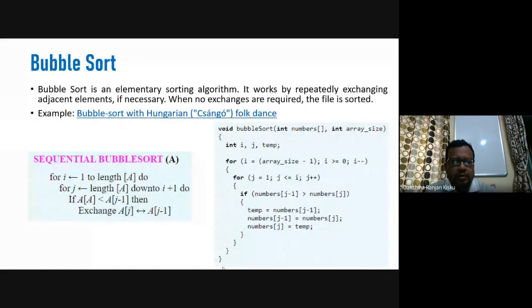Now we will be talking about bubble sort. The first sorting algorithm that we are going to talk about is bubble sort. So what is bubble sort? Bubble sort is an elementary sorting algorithm. It works by repeatedly exchanging adjacent elements. When no exchanges are required, the file is found to be sorted.